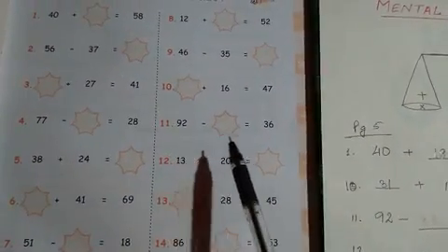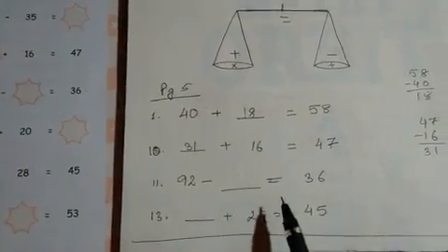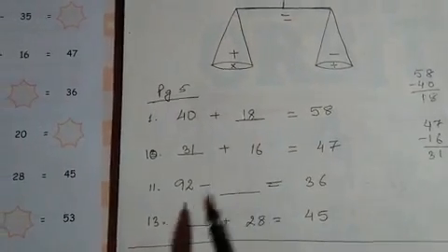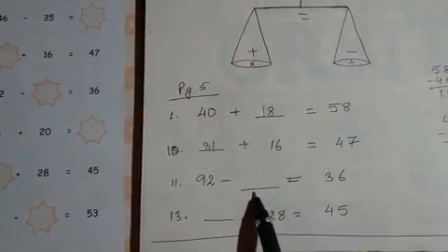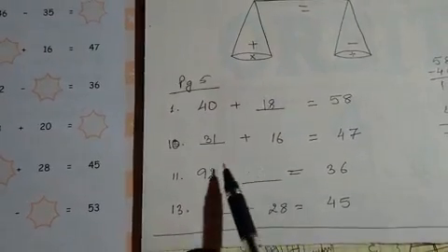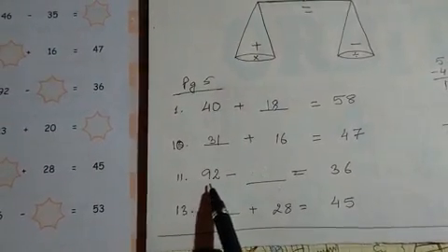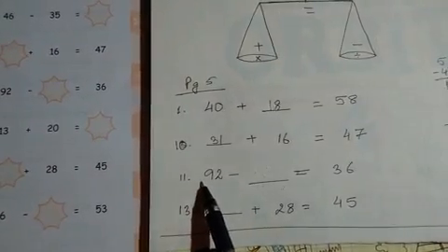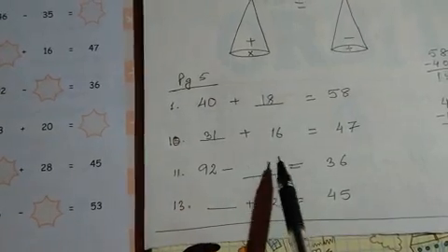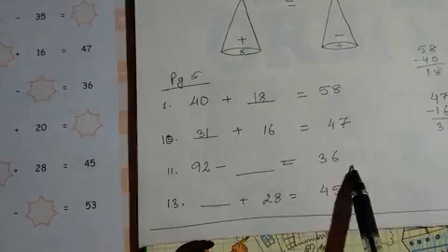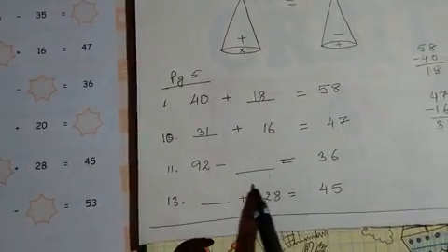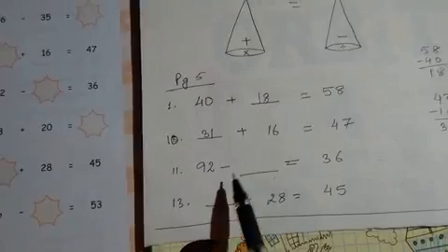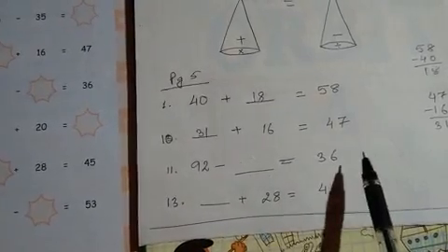Now the next one, number 11: 92 minus dash is equal to 36. I have told you that this is with a minus sign, and when there is no sign in front of a number, it means that number has a plus sign. This empty place is with a minus sign. When we put this empty space to the other side, it becomes a plus.